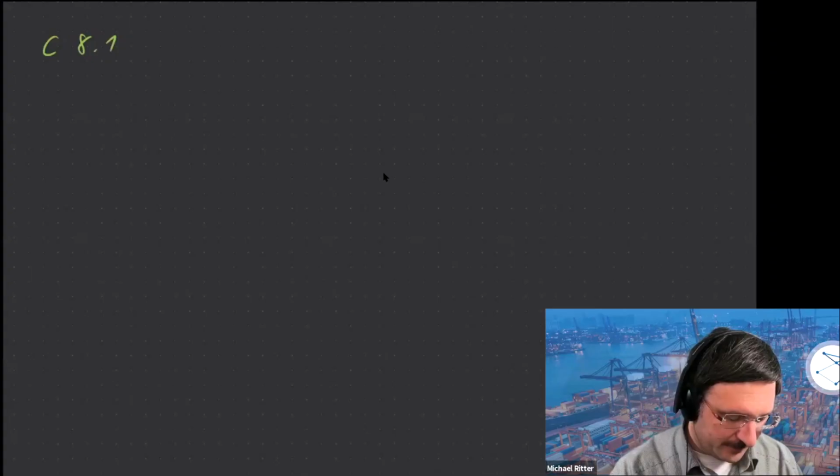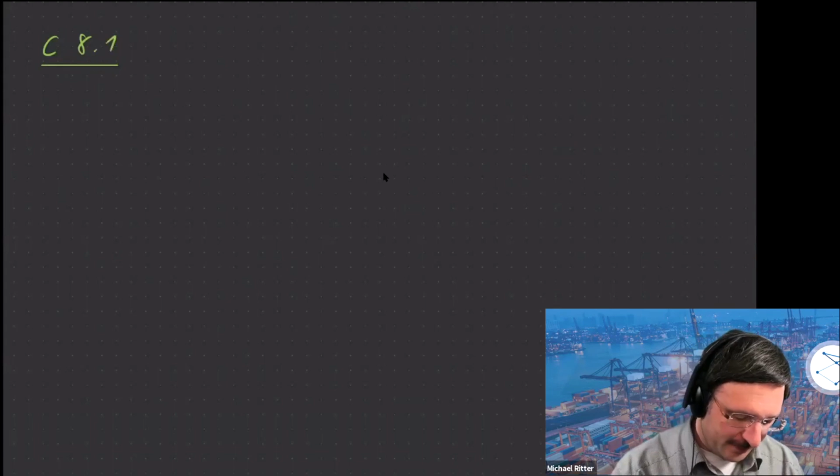So let's start with problem sheet number 8. Let me start the screen sharing once again. So sheet number 8, as I said, is mainly about orthogonality and orthogonal projection. And we'll just start with exercise C81 as kind of a warm-up problem.